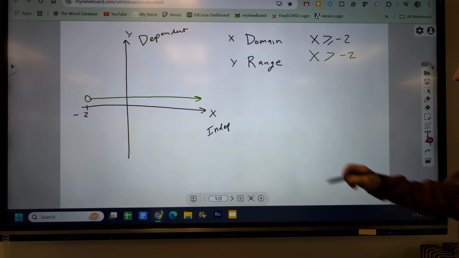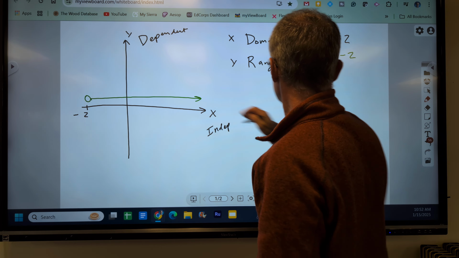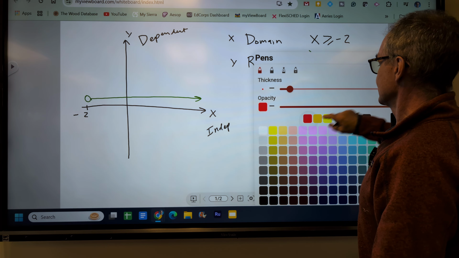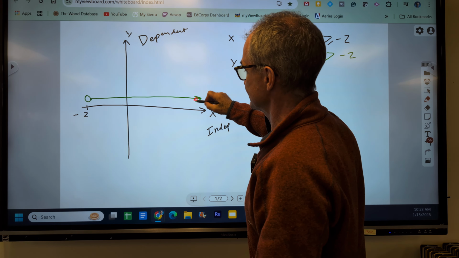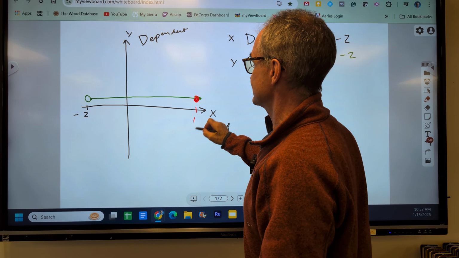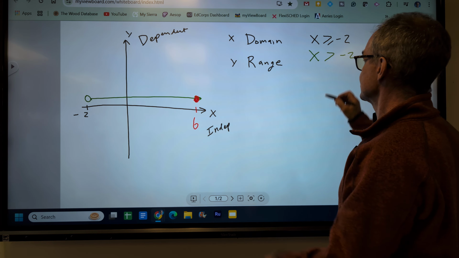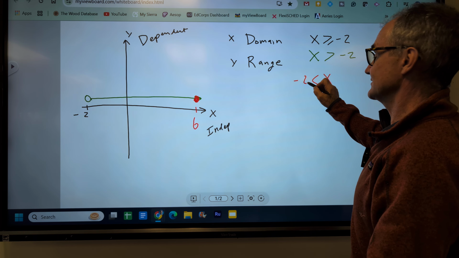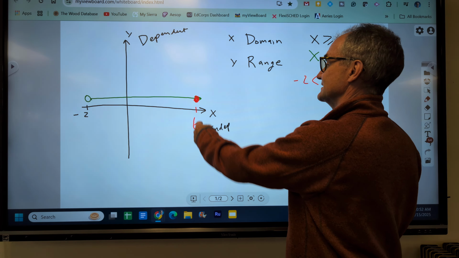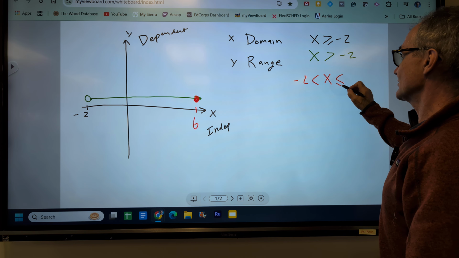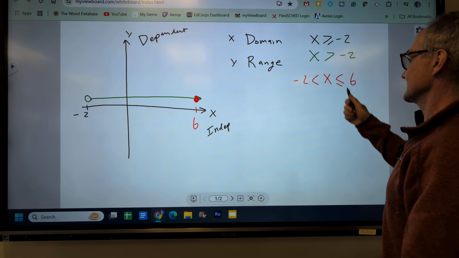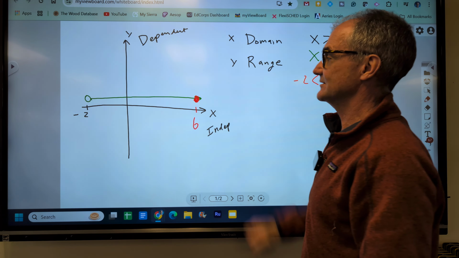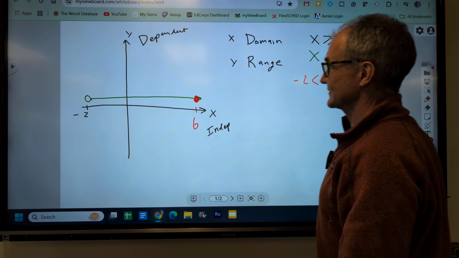If it wasn't an infinite graph, and it had a final point right here. Let's do this one in red. Let's say it started there and ended here at 6. Well, then I could say x is greater than -2, but it is less than or equal to 6. I include that equals because this equals 2 right there.